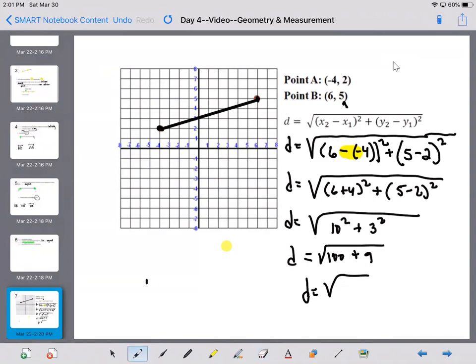Now we have talked about estimating, and so we're thinking about, well, it's going to be between 81, other way, it's going to be between 100 and 121. So 109 is going to be somewhere around here. So it's closer to 100 than it is to 121.